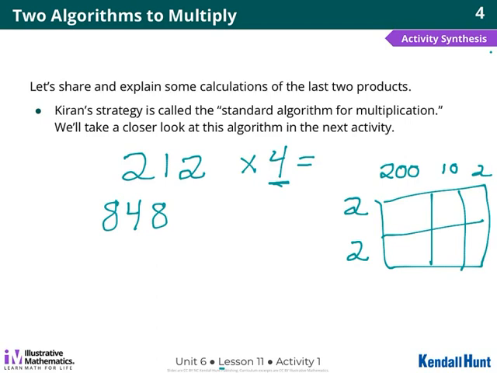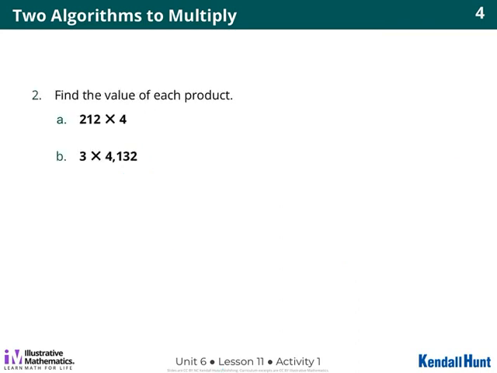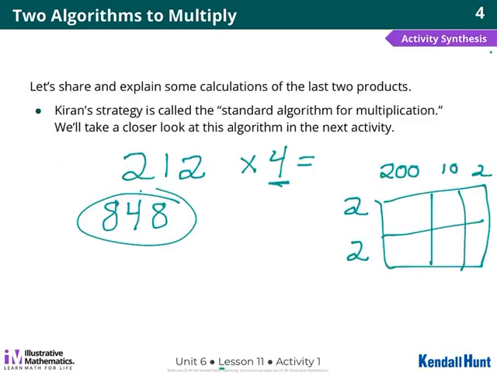I did the standard algorithm and the box method, and I got 848. And you got the same answer. Okay, let's look at the second one. It was 4,132 times 3. And what did you guys get for your answer? Gage, what'd you get? 12,336. And how did you get that? I did the standard algorithm and box method. And did you get the same answer for both? Perfect.